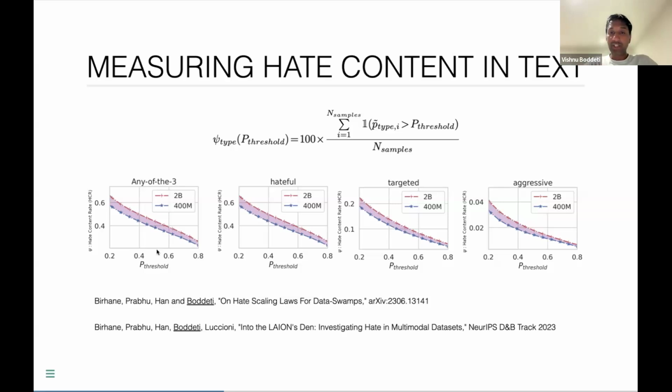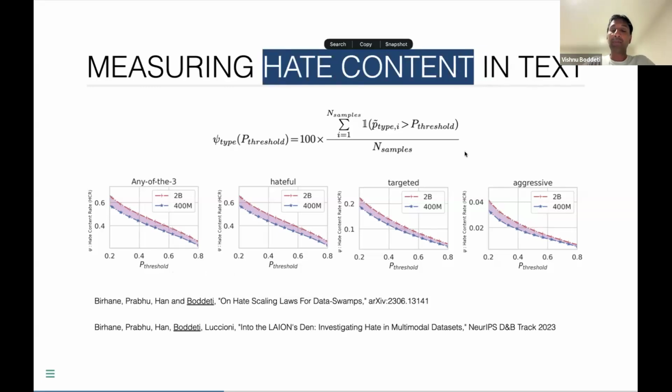So now everyone is trying to train models with bigger and bigger data sets. And what is happening is that these data sets also have more and more levels of hate content in them. So these models will also learn these kinds of hate content.